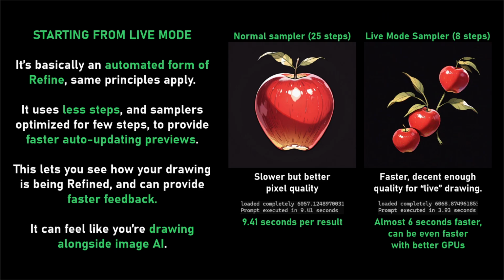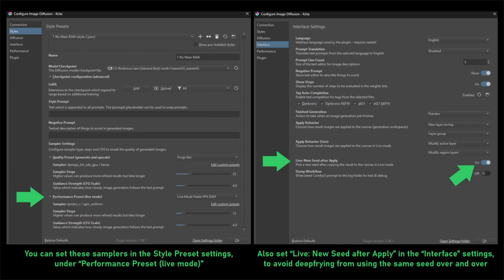Next is live mode. Live mode is basically an automated form of refine, so the same principles apply. It simply uses less steps, and the sampler is optimized for less steps to provide faster auto previews. These previews provide faster feedback over what you are manually drawing and how it's being refined. Thus, it can sort of feel like you're drawing alongside image AI, and you can also adjust your drawing based on that feedback. And then apply the results to an existing layer or a new layer, and keep working from that until you're satisfied with the results.